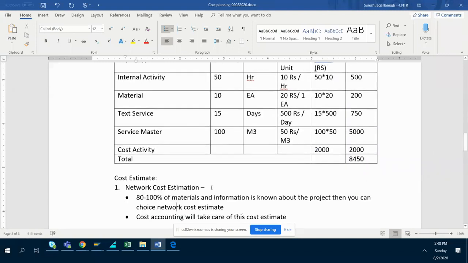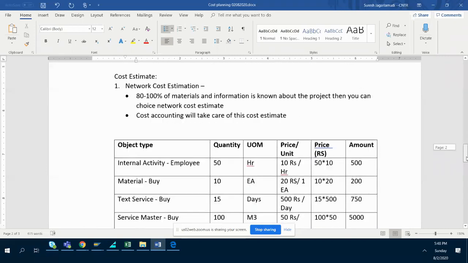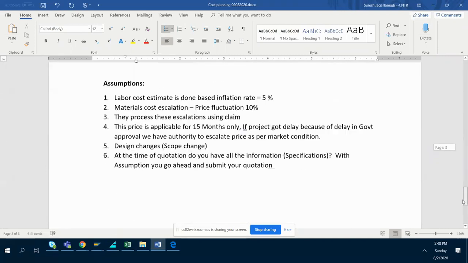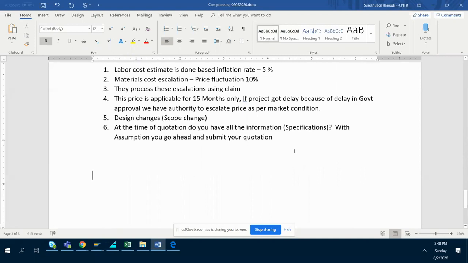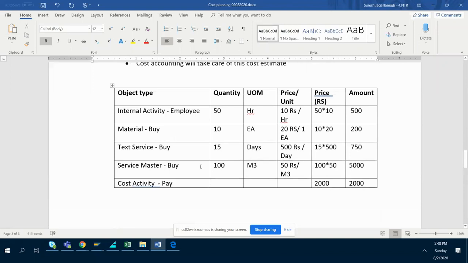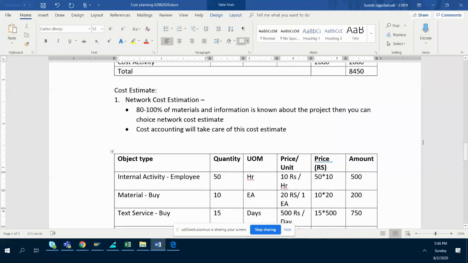What are the other cost estimates? Let us discuss. This is 80 to 100%. If you are sure, go with the network cost estimate. Suppose you are only 20% sure. Suppose your bill of material, at the end of the day, is either your materials, services, or direct cost payments, or internal employees used. All that, if you are sure 80 to 100%, you can go with the network cost estimate. Suppose you are only 50-60% sure, then what do you have to do? That is also possible.